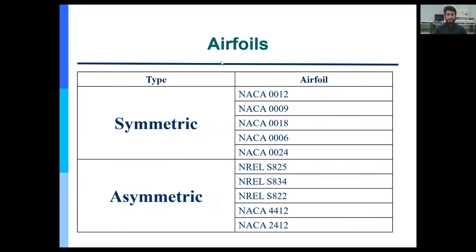These are the suggested airfoils we studied. The first is the symmetric type, and the second is the asymmetric type. From the symmetric series of airfoils, we chose NACA 0012, NACA 0009, NACA 0018, NACA 0006, and NACA 0024. From the asymmetric series of airfoils, we chose NREL S825, NREL S834, NREL S822, NACA 4412, and NACA 2412.